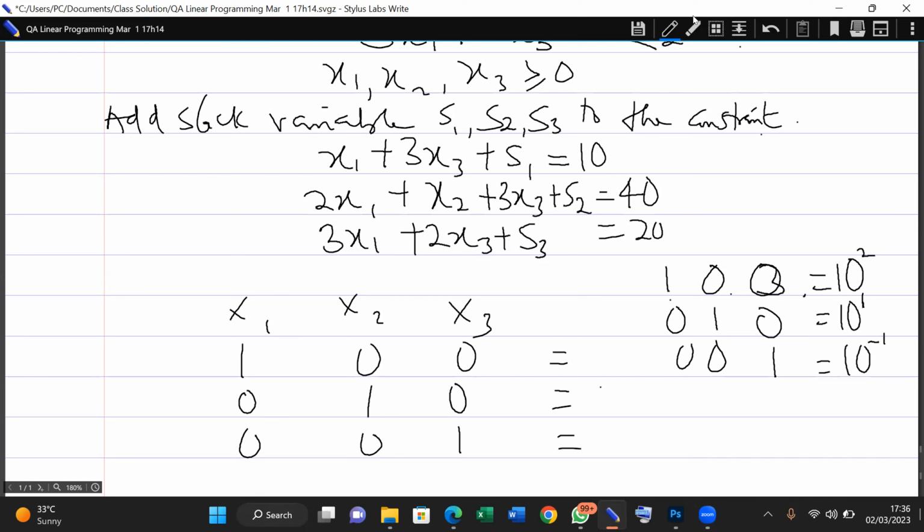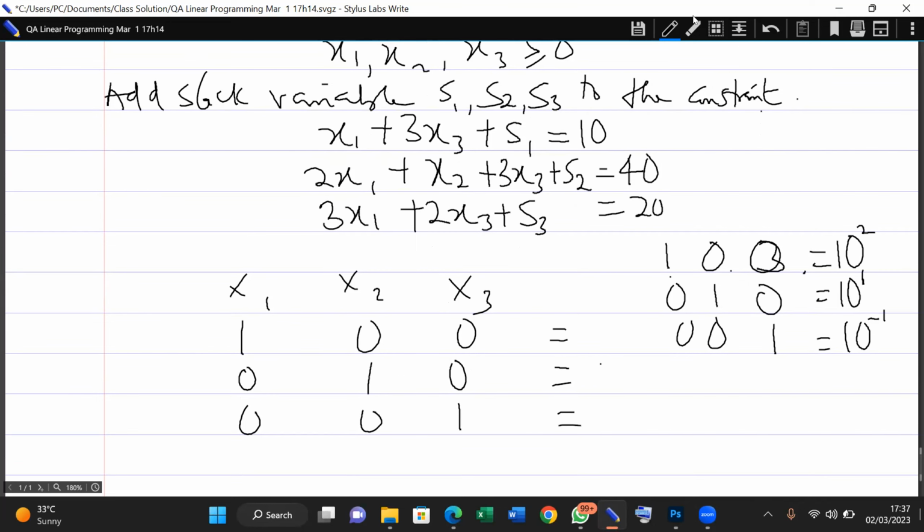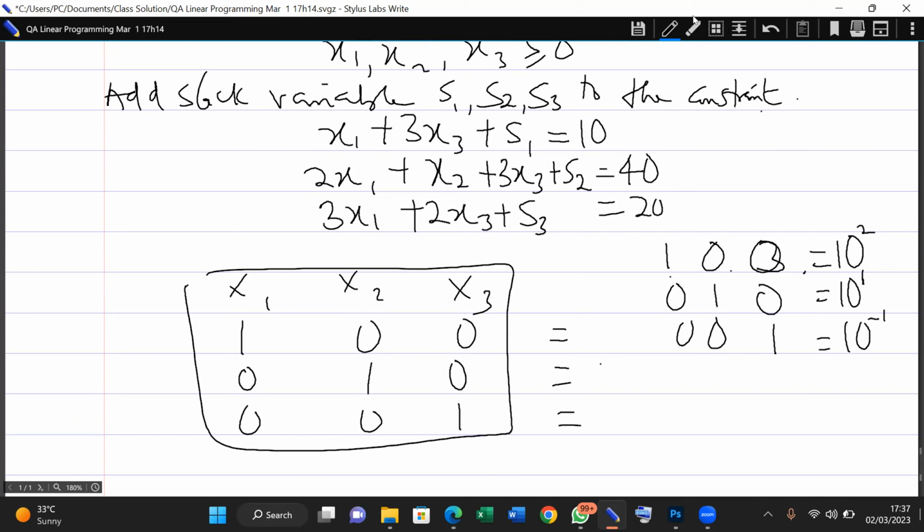But not to really bother yourself. Just do the standard form as this that I've given to you. That's just how to add your slack variable to whatever question that you might have been given. Now, let us now express it in a linear form.